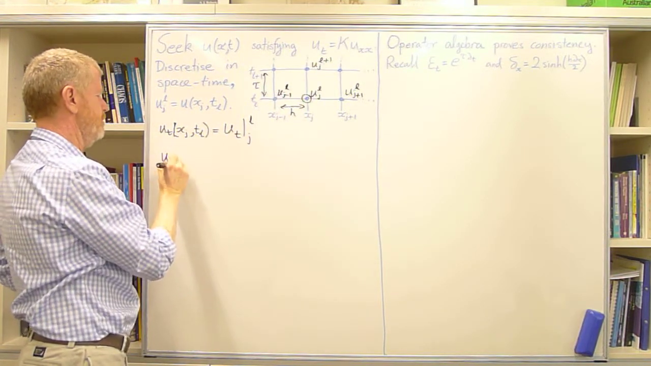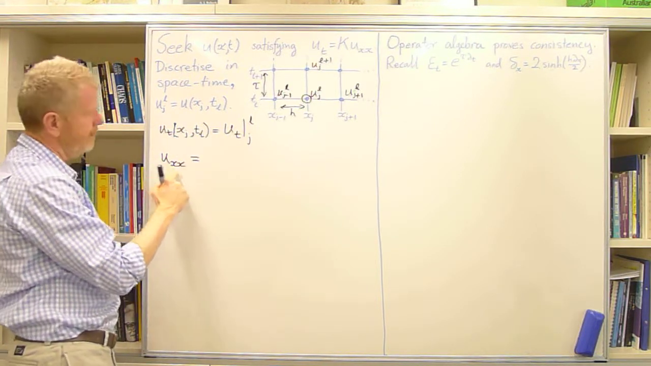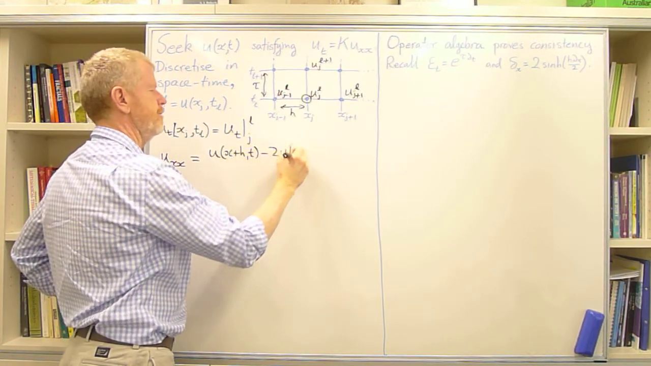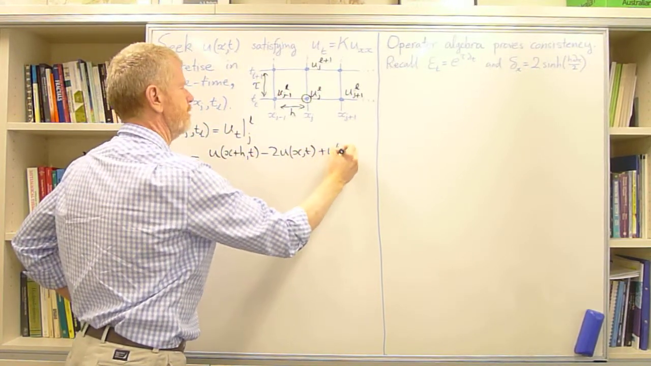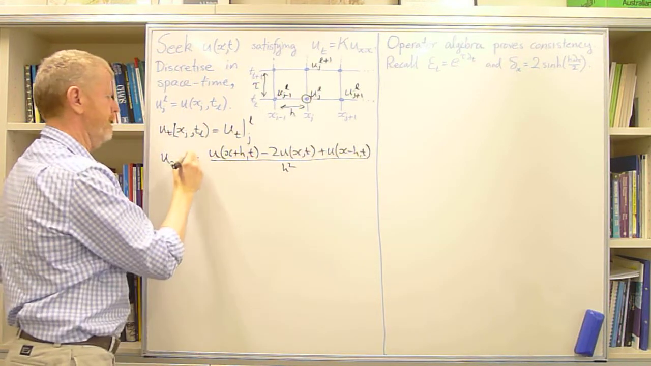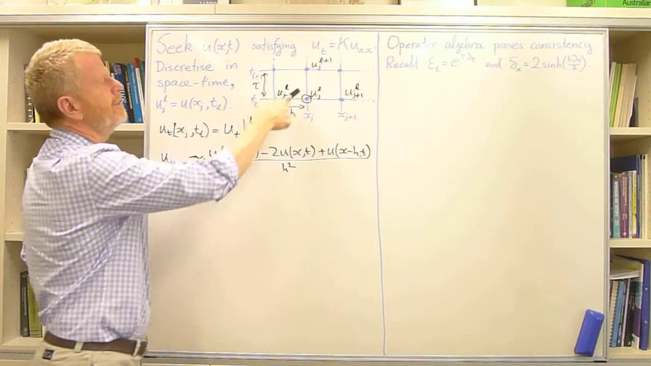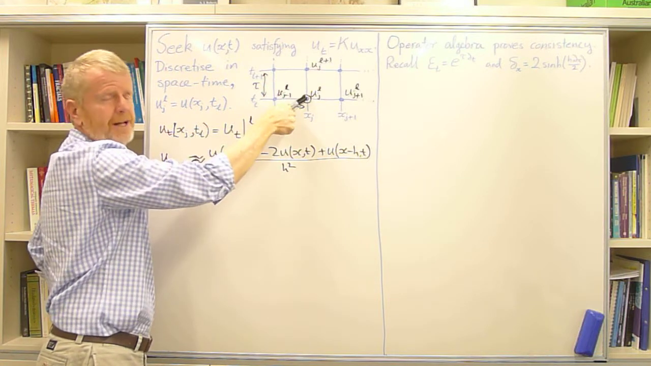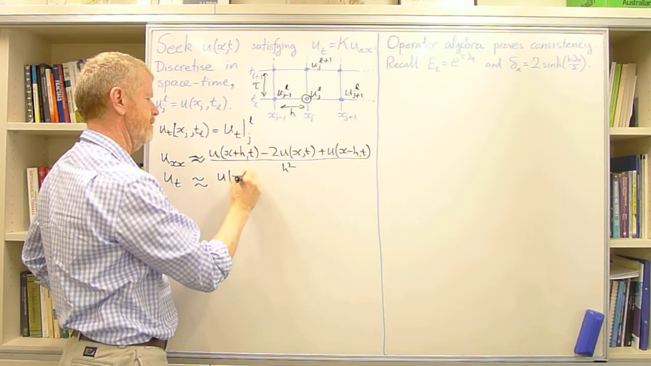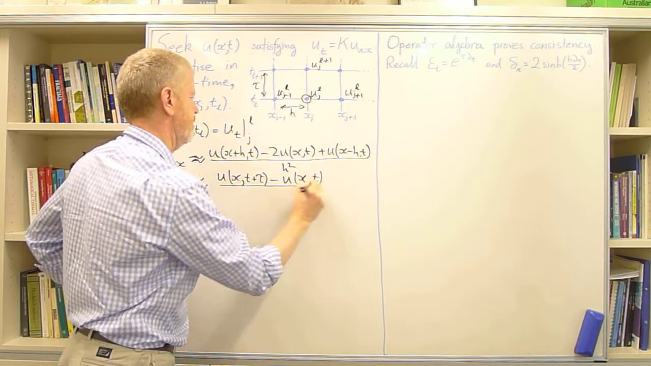And the approximation we're going to use is firstly the standard approximation for a second derivative, that is, the second x derivative is approximately u of x plus h, t minus 2u of x, t plus u of x minus h, t, all over h squared. And du by dt is approximately the difference in these two values divided by the change in time, which is tau. So that'll be u of x, t plus tau minus u of x, t divided by tau.